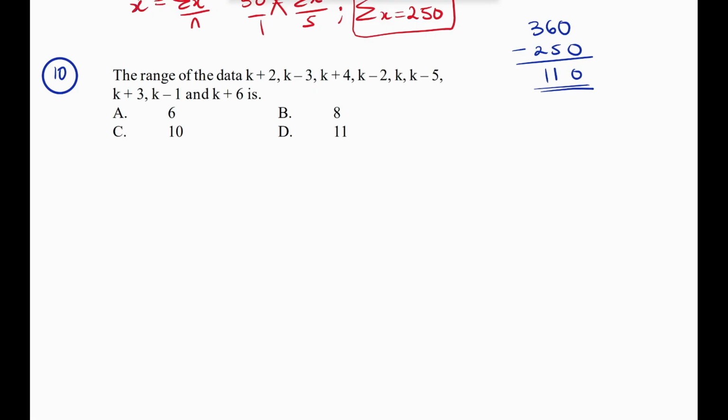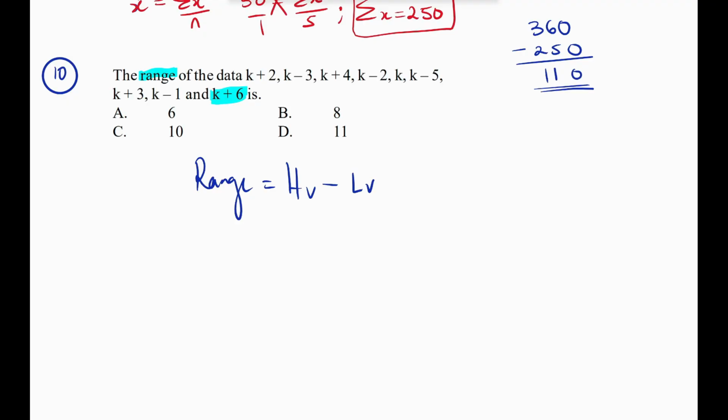The last question says the range of the data k plus 2, k minus 3, k plus 4, k minus 2, k minus 5, k plus 3, k minus 1, and k plus 6 is. All right, so we want to find the range. Range simply means the highest value take away the lowest value. What's going to be the highest value here? K plus the largest number gives us the highest value. So k plus 6 is our highest value.